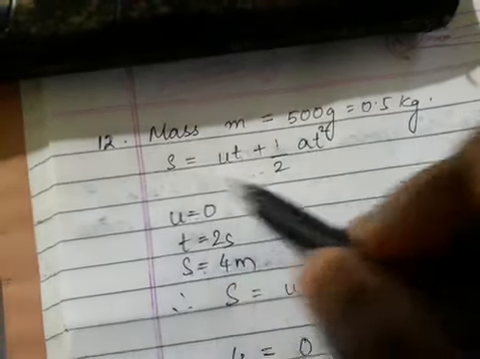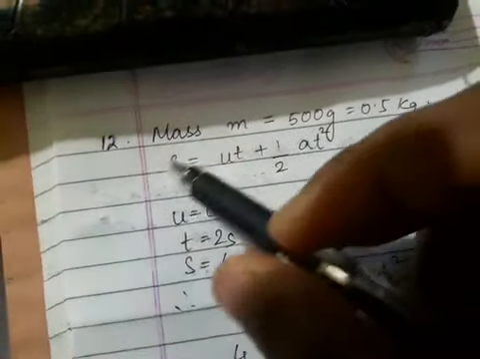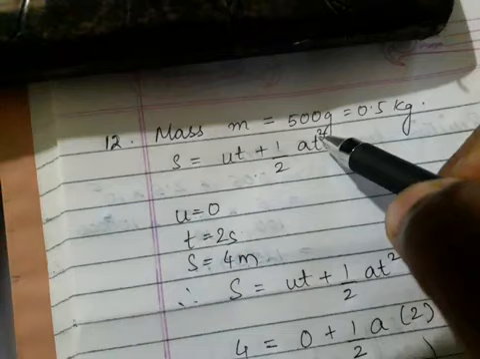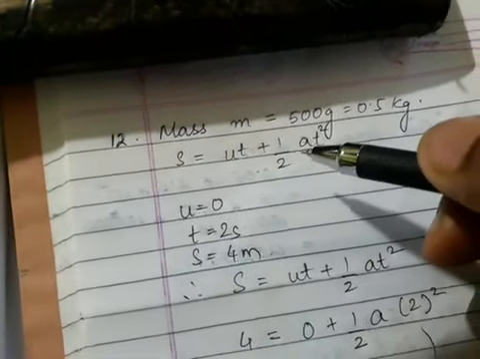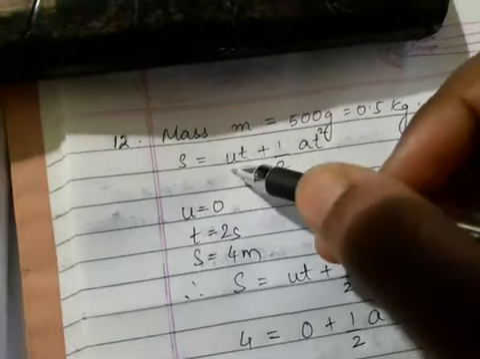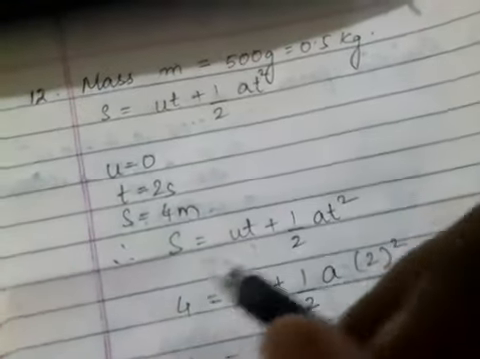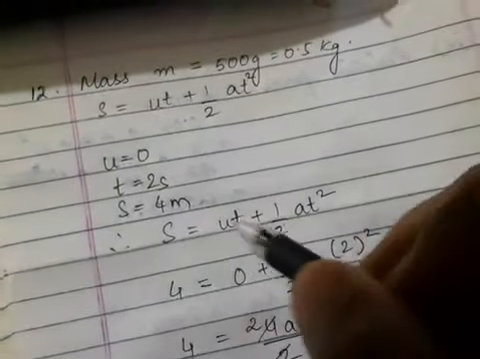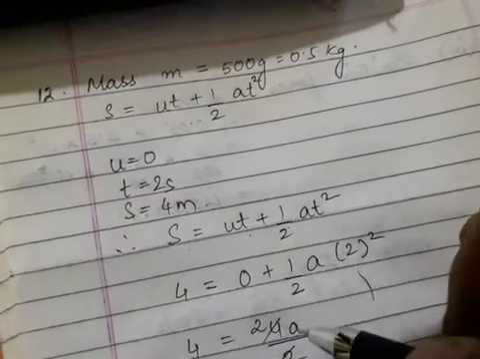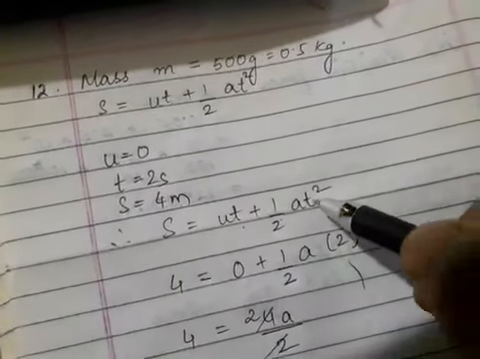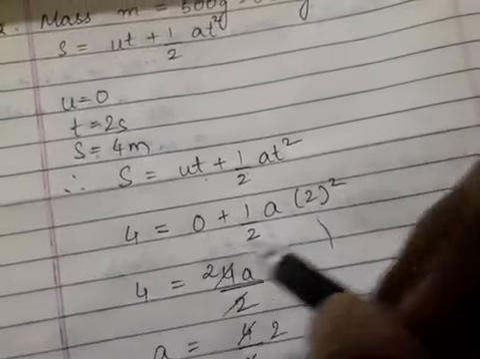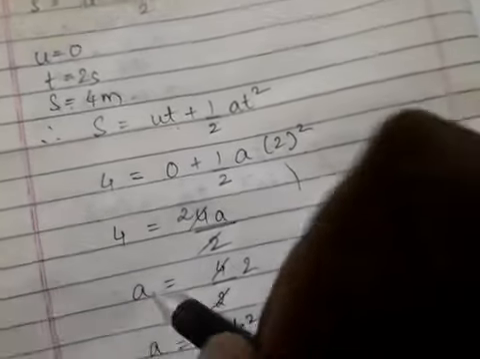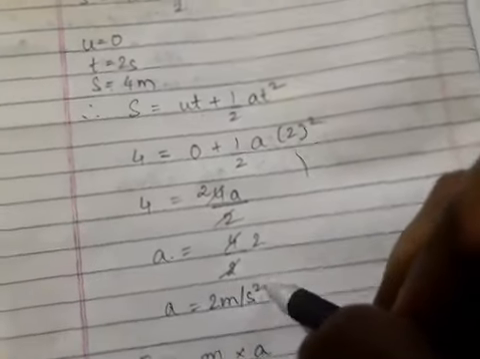So we can use this as our equation because we don't have v, and if we don't have v, also a, so we cannot use the other expression, but we can use this expression. So s is equal to ut plus half at square, where u is 0, s is 4 meter and t is 2 seconds. So if you substitute the values and calculate, you will get a to be equal to 2 meter per second square.